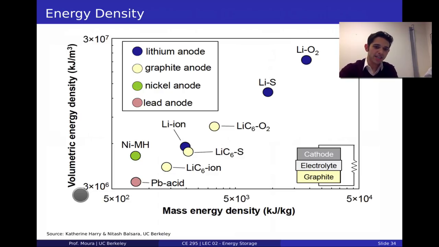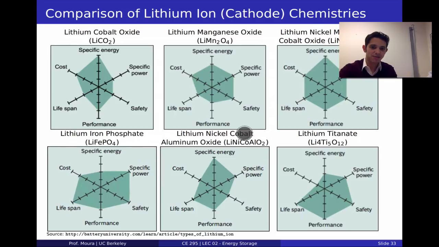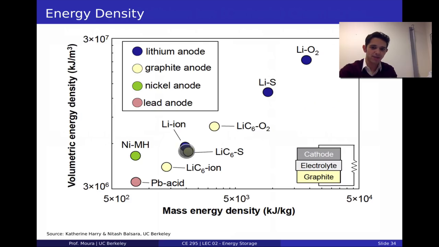What I'm showing here is the mass energy density and the volumetric energy density. So it's how much energy these batteries store per unit mass, and how much energy they store per unit volume. Up and to the right is where we generally want to be. What the colors represent is different anode materials. If you switch out and use a different anode, you can get higher energy density.